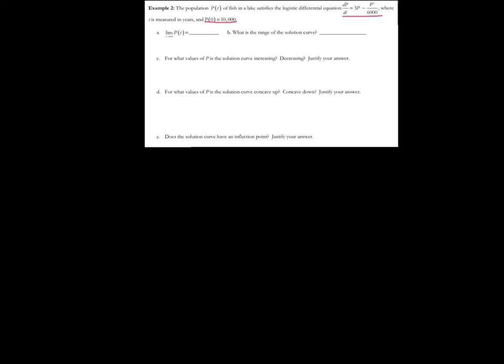So, remember that in example 1, we had already solved this, so dP/dt, we already got to be 1 over 6,000 P times (18,000 minus P). So the answer to part A is the same. The limit as t approaches infinity, in other words, the maximum number of fish, is just your M value right there, so that's going to be 18,000. Part A is done.